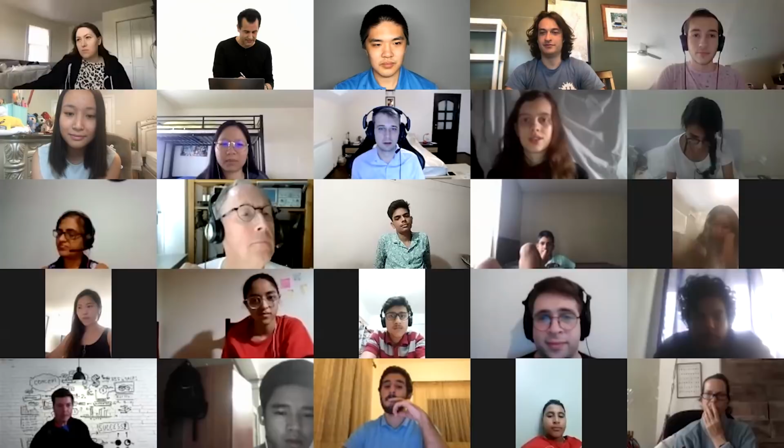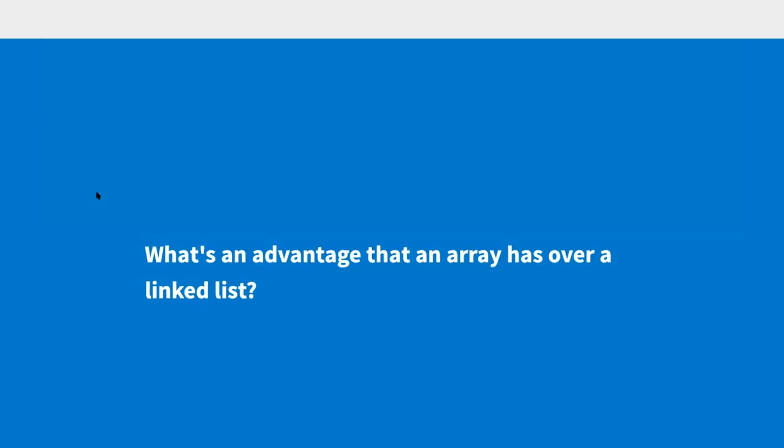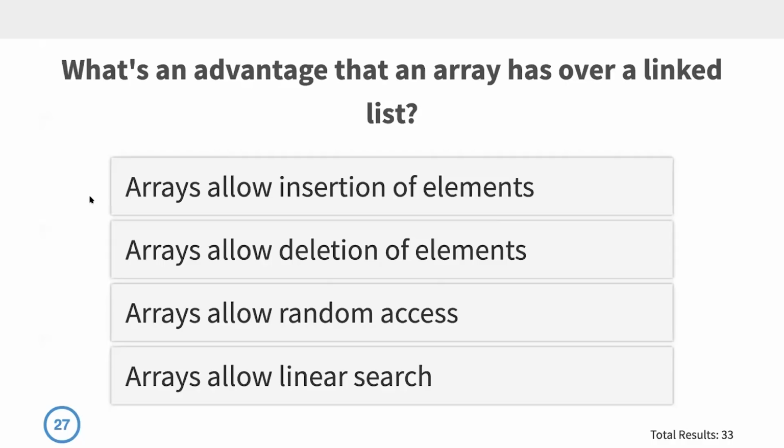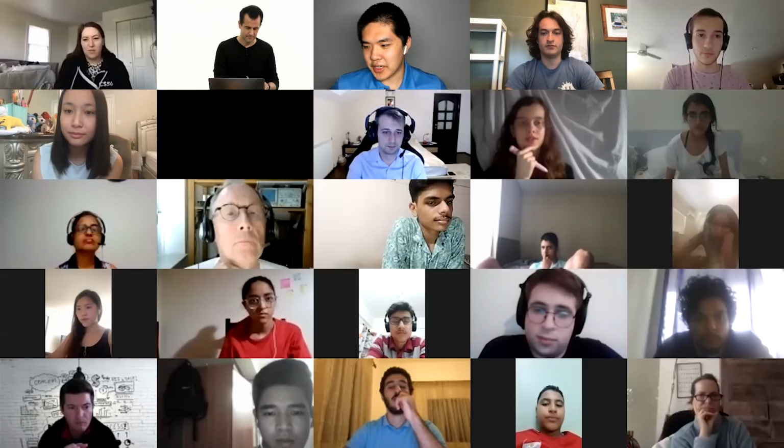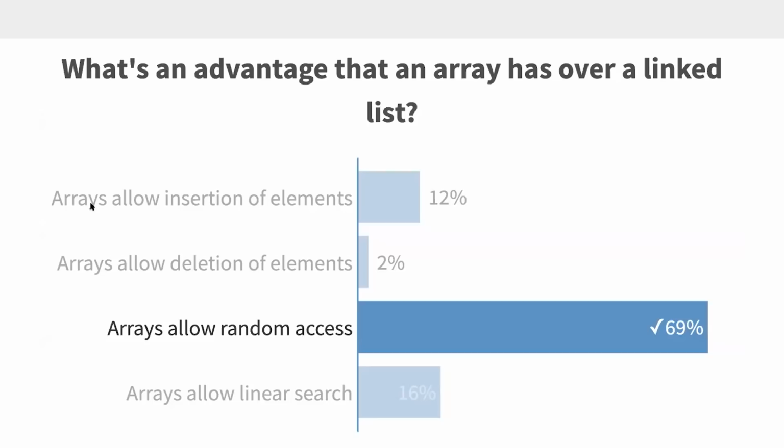All right, question 15 is, what's an advantage that an array has over a linked list? Is it that arrays allow insertion of elements, arrays allow deletion of elements, arrays allow linear search, or arrays allow random access? What's an advantage that an array has over a linked list? All right, what's the advantage? It looks like 69% of participants gave us the correct answer, which is that arrays allow random access. And for an explanation of what that means and why that's an advantage, can we go to Phyllis?